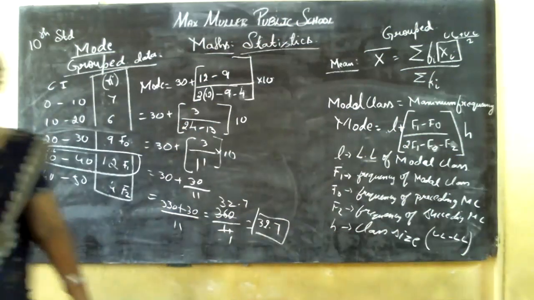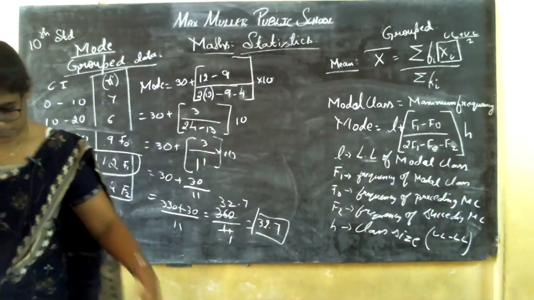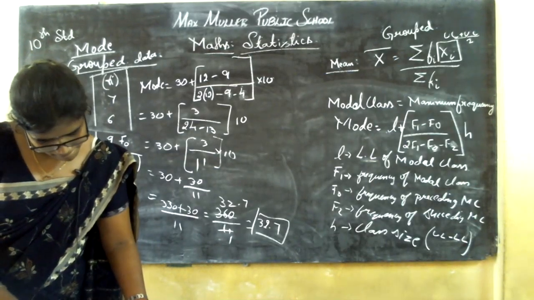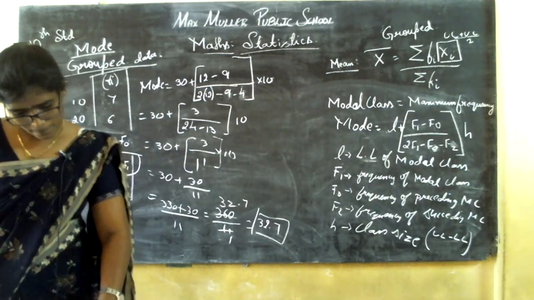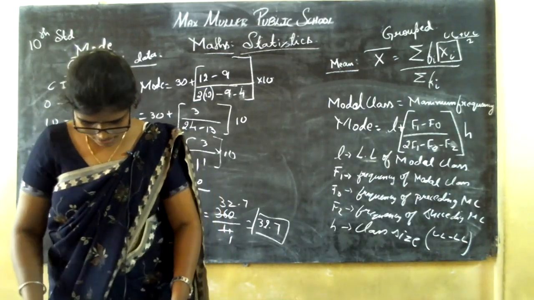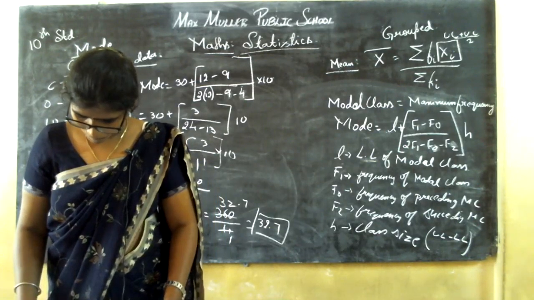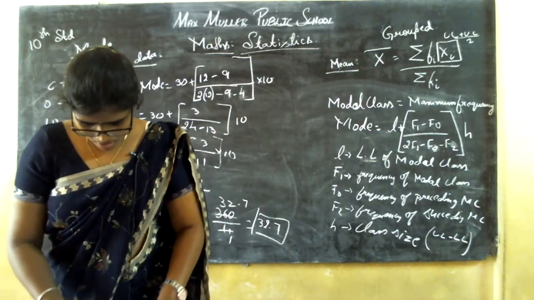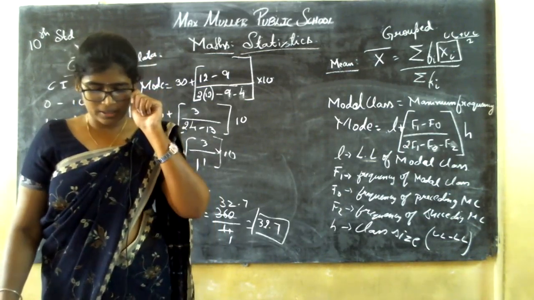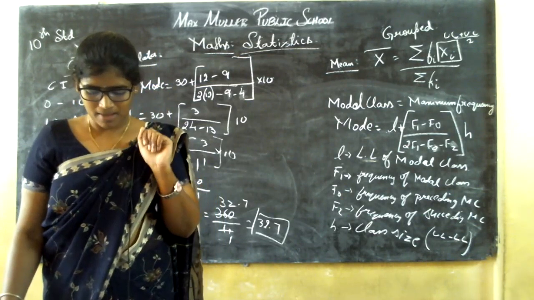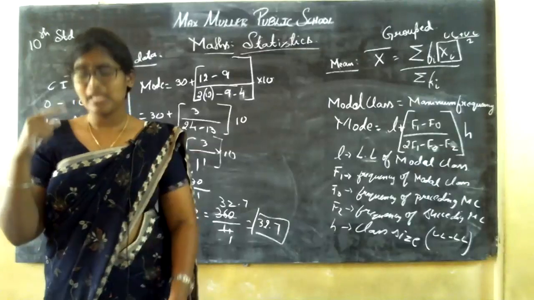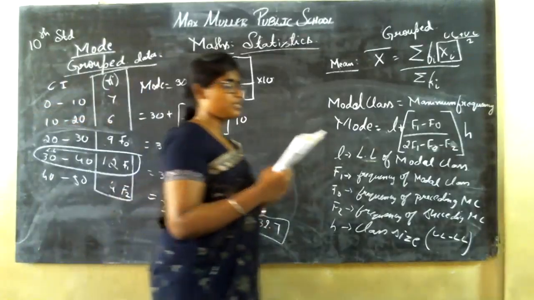Let me take another example and end the class. Which sum shall I take? Shall I take the exercise sum or the example sum? Yeah, in the exercise 13.2, the first sum they have asked both mean and mode, correct? Let me read the question, that is exercise 13.2.